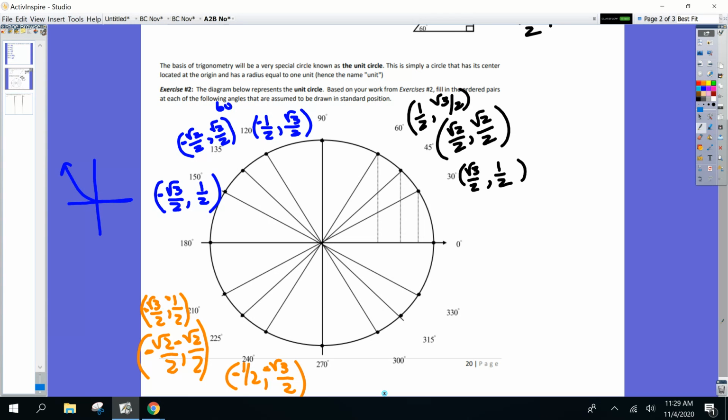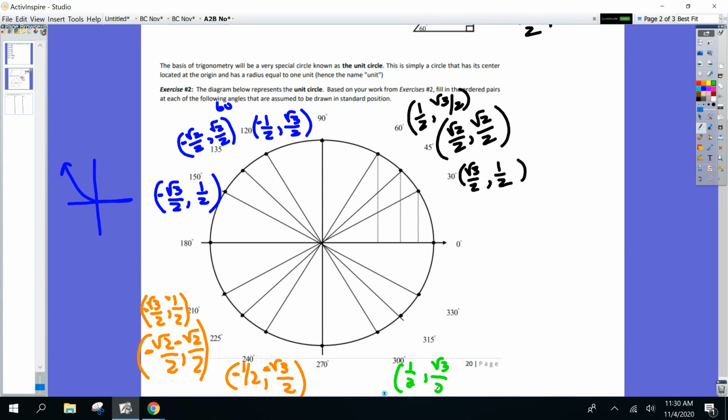All right, 300. Somebody let me know. Reference angle for 300? 30. Is it 30? Oh, no, what is it? 60. 360 minus 300, which is 60. So it should have a coordinate of 1/2, radical 3/2.